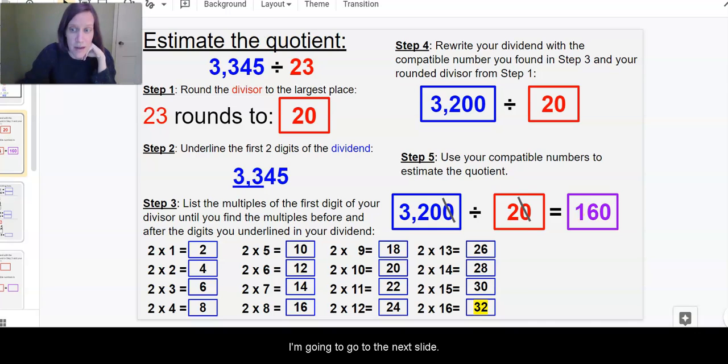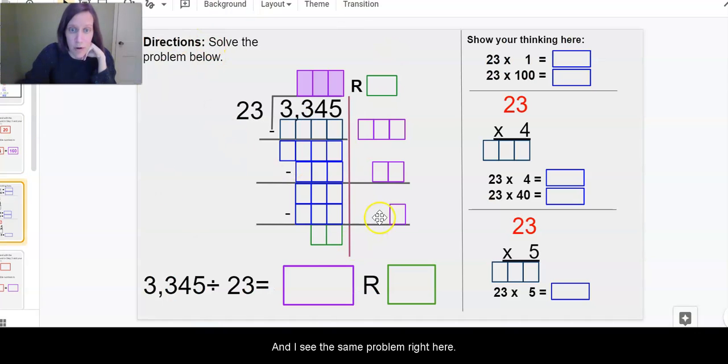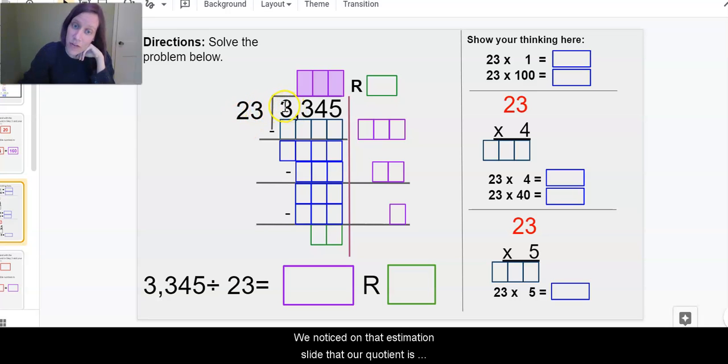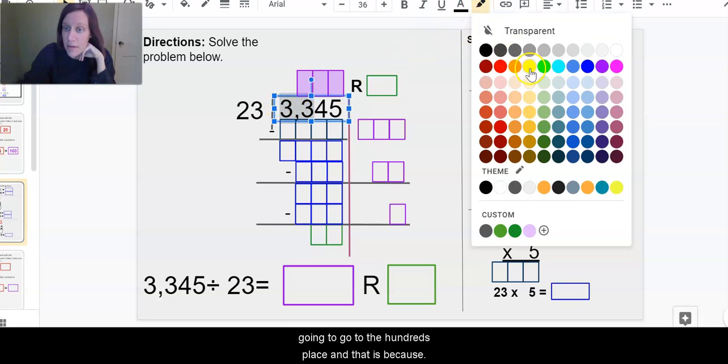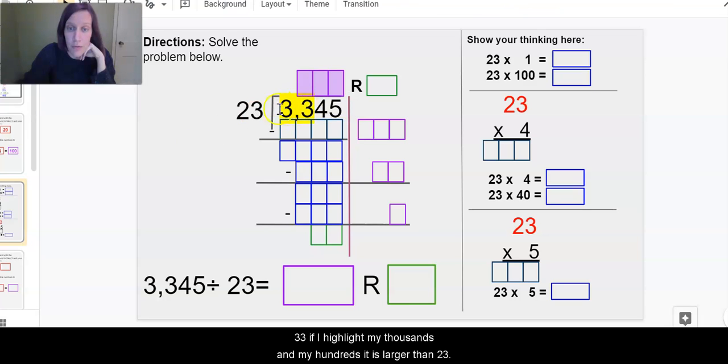So I'm going to go to the next slide, and I see the same problem right here. 3,345 divided by 23, but I'm finding the exact answer this time. So we noticed on the estimation slide that our quotient is going to go to the hundreds place. And that is because 33, if I highlight my thousands and my hundreds, is larger than 23, meaning I can give hundreds to each of my 23 groups.